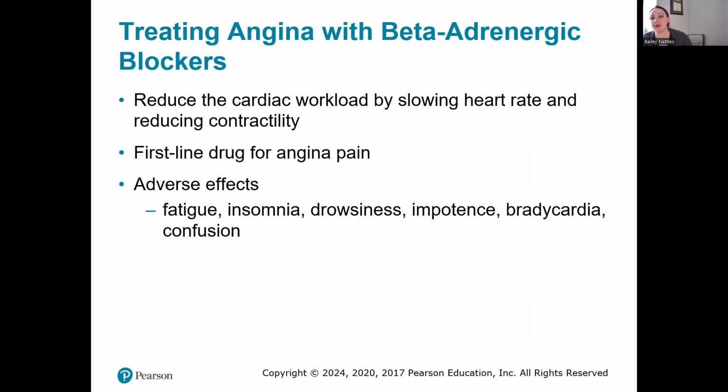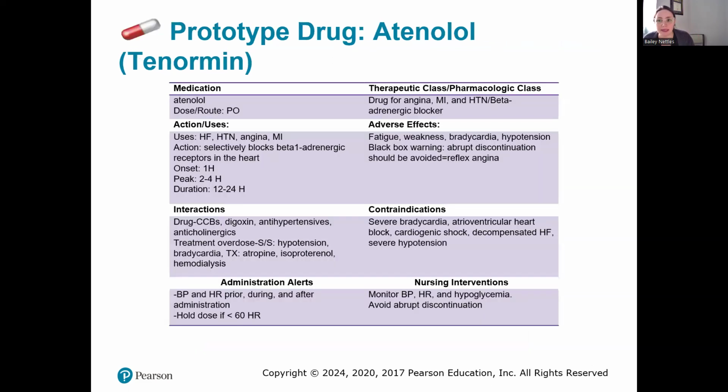So beta adrenergic blockers, they can use beta blockers to actually help with angina. So this reduces the workload of the heart. It's a first-line drug for angina. We'll talk about the side effects. So atenolol. These are all the O-lols, right? It's used for heart failure, high blood pressure, angina, heart attack. So it selectively blocks. This one selectively blocks beta 1.